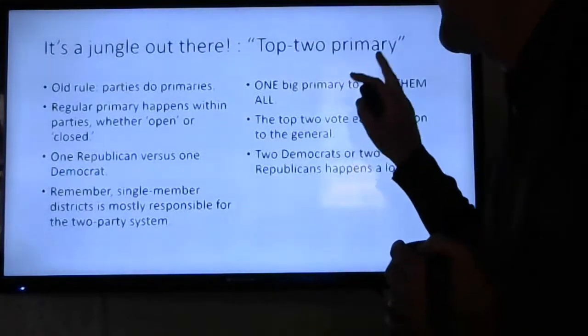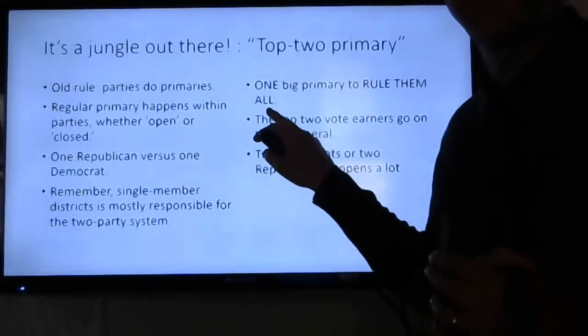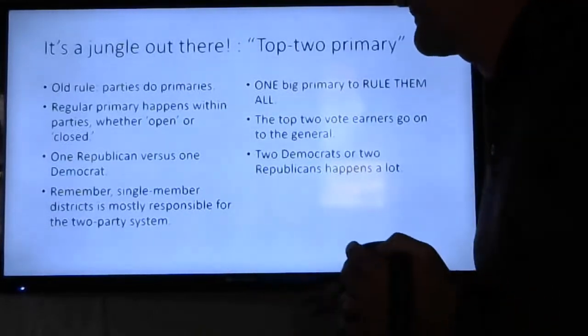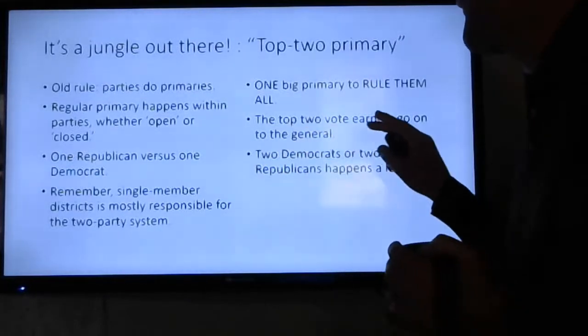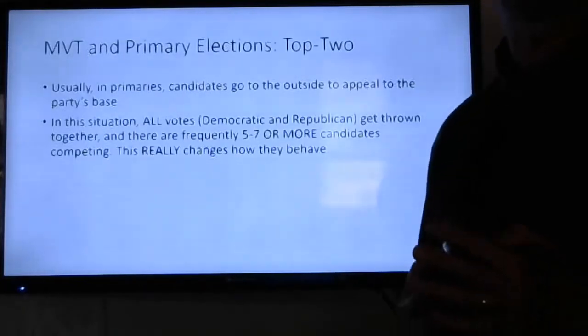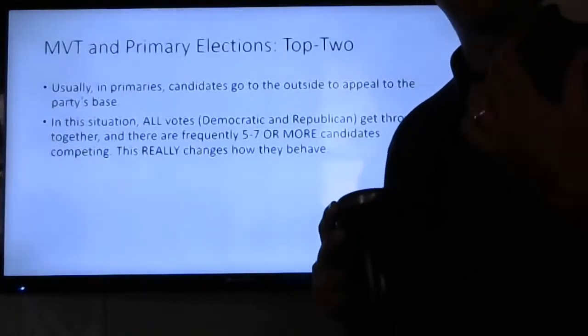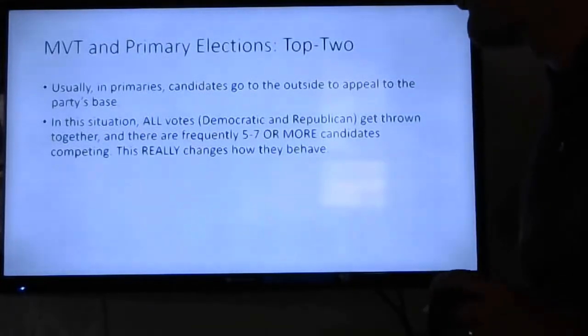The top two primary is one big primary to rule them all, right? I like the Lord of the Rings jokes, even though I don't even like the movie, but, you know, one primary to rule them all. The top two vote earners go on to the general, and two Democrats or two Republicans happens a lot. So let's look at the median voter theorem and primary elections, the top two.